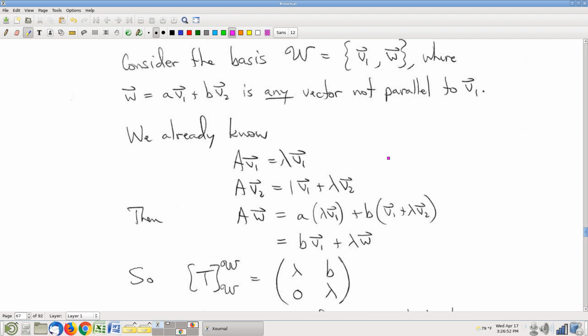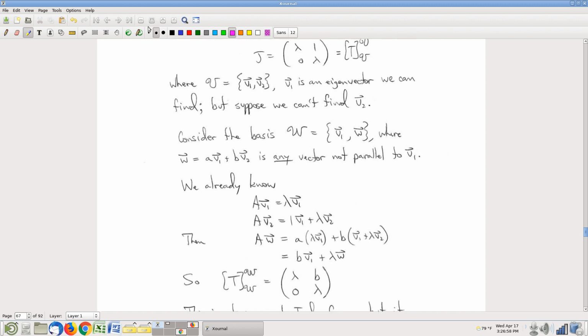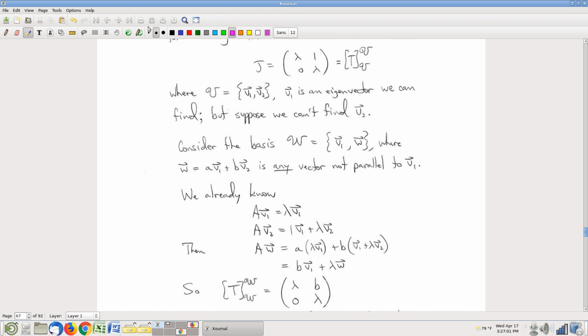Okay. So I want to say a couple of quick words about why this seemingly too good to be true thing actually works. Let's talk about this equation right here. A V1 is lambda V1. I claim that you can view that as what this column tells you, because in the language of that basis, what we have is the coefficients are lambda and 0.